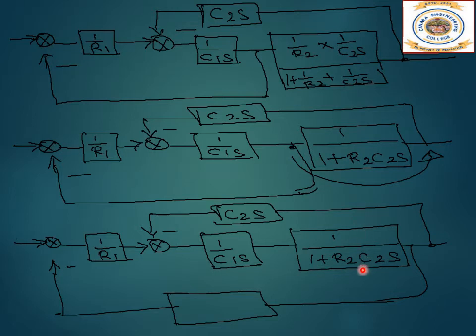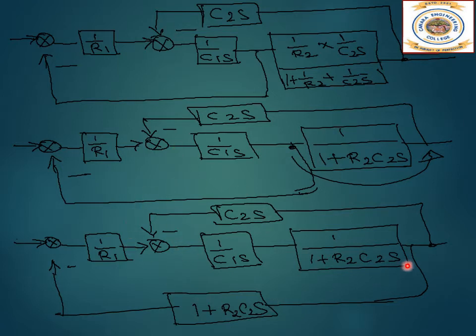Remove means what? How do we do that? Divide 1 by 1 plus R2 C2S. So it is the denominator of the denominator, it goes to the numerator. So we will put over here, I have to write this as 1 plus R2 C2S. Okay. Now we will simplify. Now which one do we have to take for simplification? We have to use this.